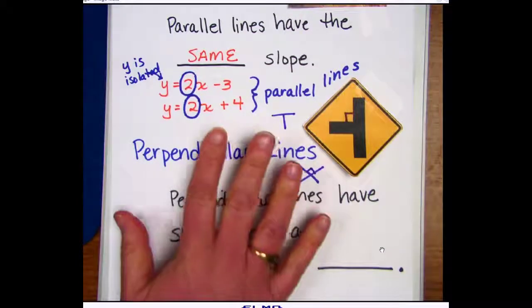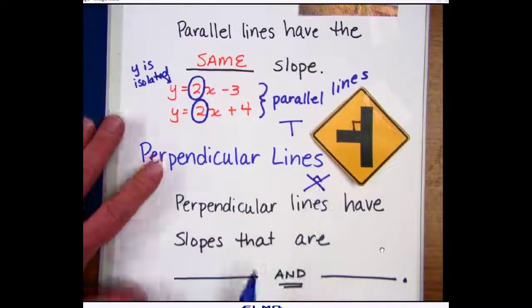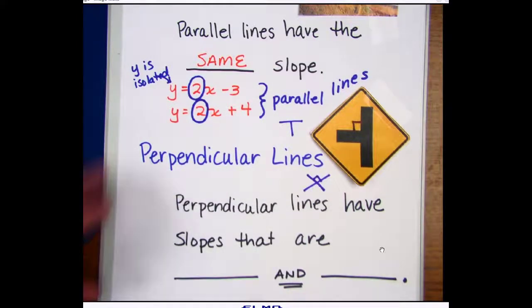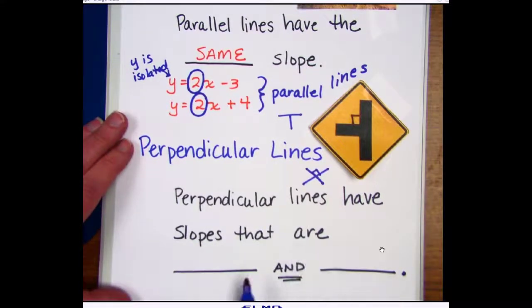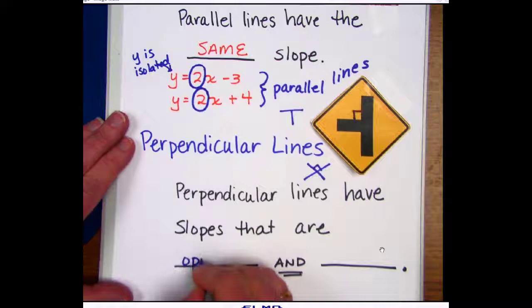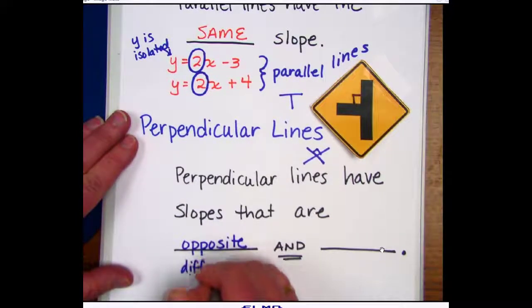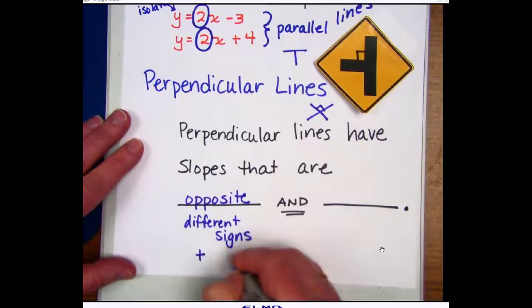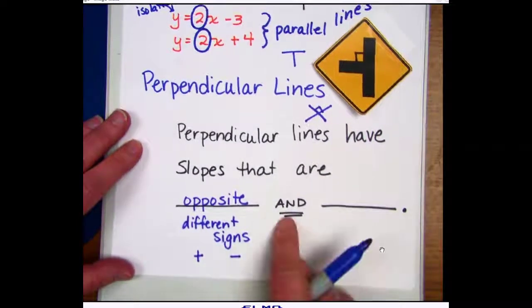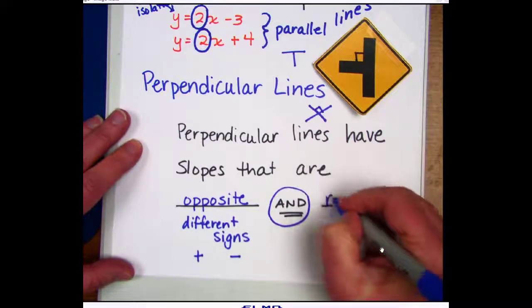So while it's usually quite obvious we have parallel lines, it's sometimes not as obvious that we have perpendicular lines. What we know about perpendicular lines is that they have slopes that are opposite, and by opposite we mean different signs. No pun intended, right? Signs. One is going to be positive, one is going to be negative. And the word and here means that both of these need to be met.